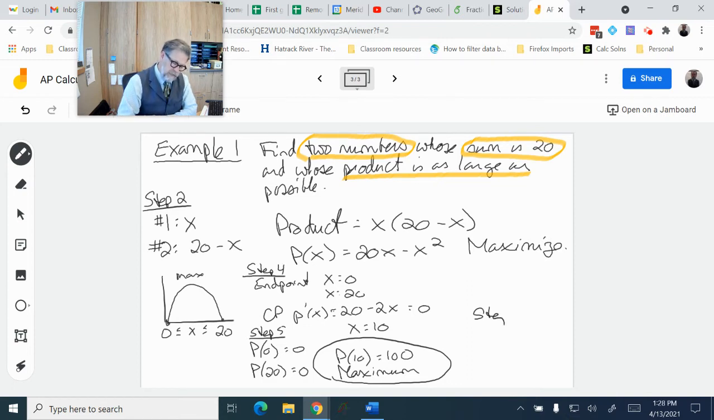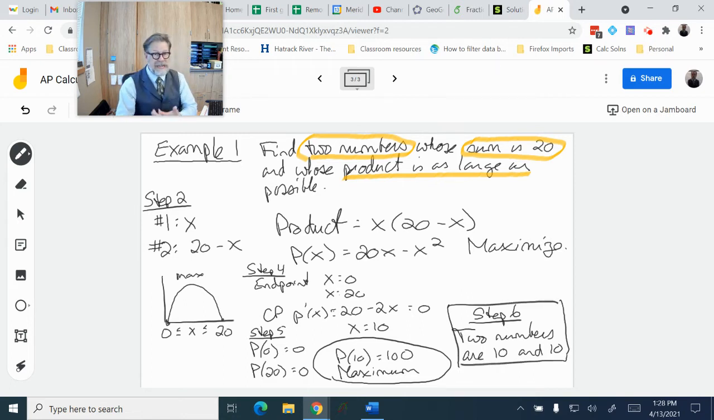And step 6, the final step, is translate your mathematical result into the problem setting and decide whether the result makes sense. The two numbers are 10 and 10. And yes, that makes sense. They are within my domain. 10 times 10 is 100. It is a large product, and if I wanted to do a few in my head, I'd see that 19 times 1 is 19, et cetera, et cetera.